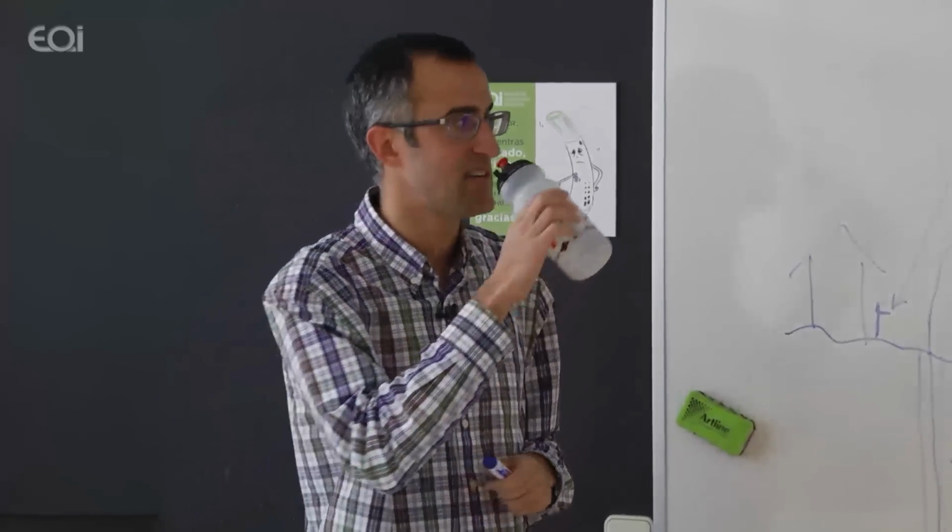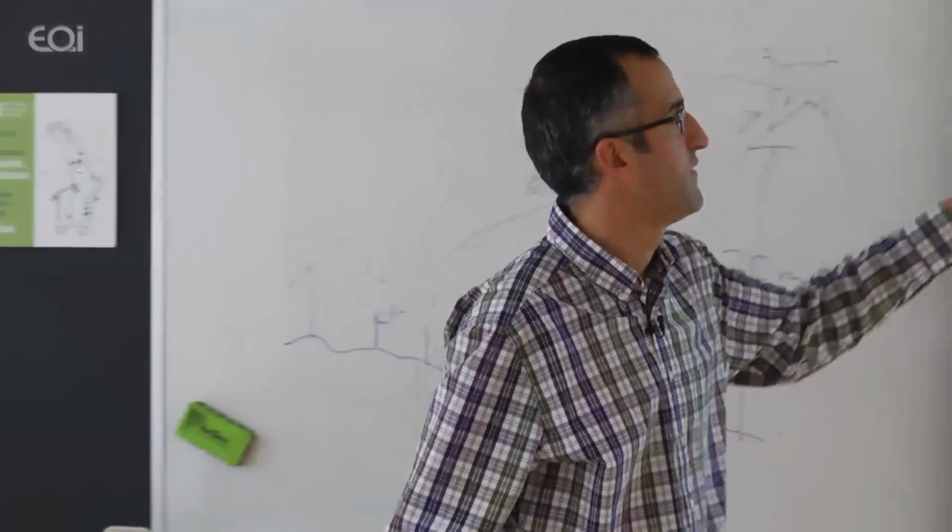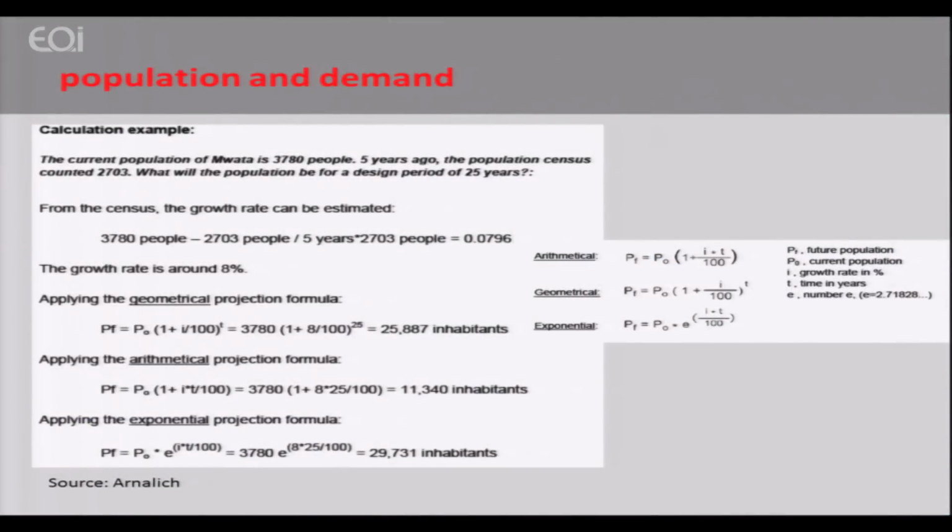This is an example where the current population is 3,780 people. But 5 years ago, there were 2,700. So what will be the population for a design period of 25 years, for example? There are three formulas. We are not going to go very deep in these formulas, and we are going to use the arithmetical one.